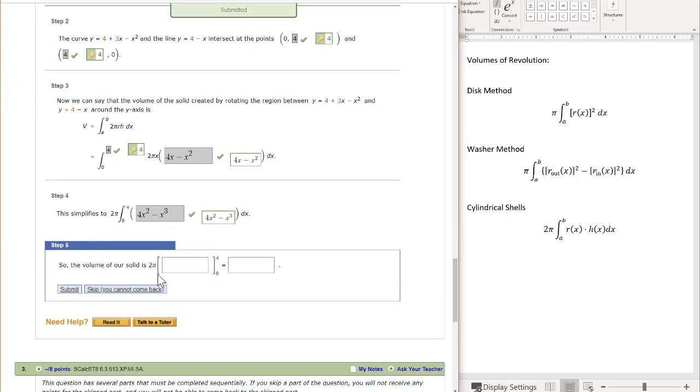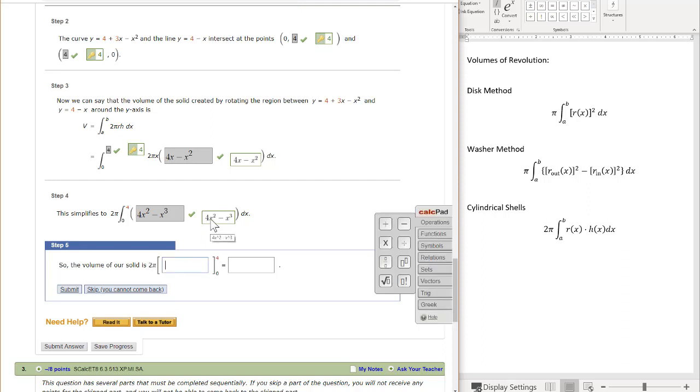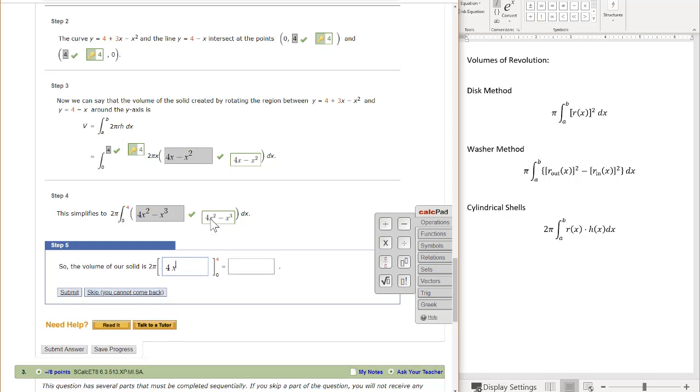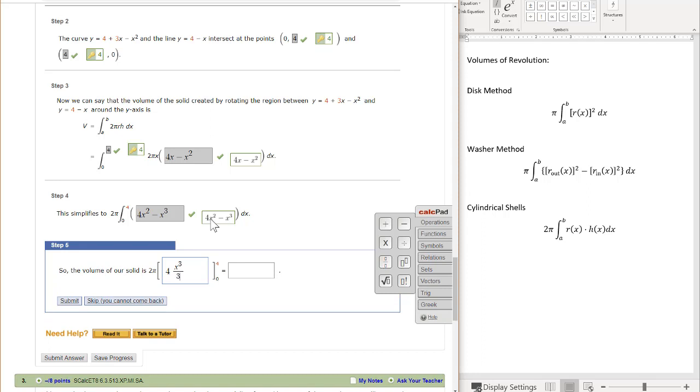All right, now again, the 2 pi is out already. Let's take the antiderivative. This is going to be 4 as a constant times x cubed divided by 3, minus x to the fourth divided by 4. So that's just the antiderivatives. And now we have to put 4 in. That seems like it's going to be a lot. If we put 0 in, it's going to be 0, so we're just concerned about putting 4 in.